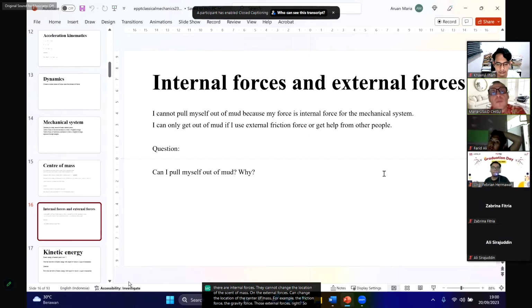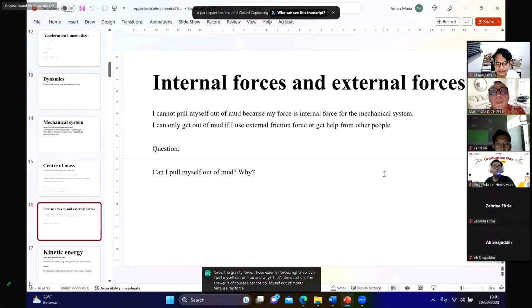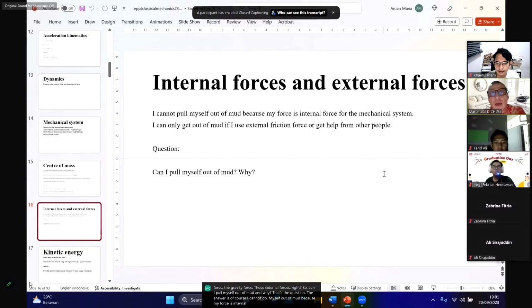So can I pull myself out of mud, and why? That's the question. The answer is, of course, I cannot pull myself out of mud, because my force is an internal force, right? I am the mechanical system, which cannot change its center of mass. I will need someone's help to get out of mud. I hope it's clear.